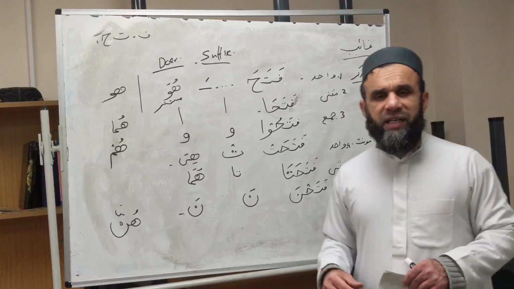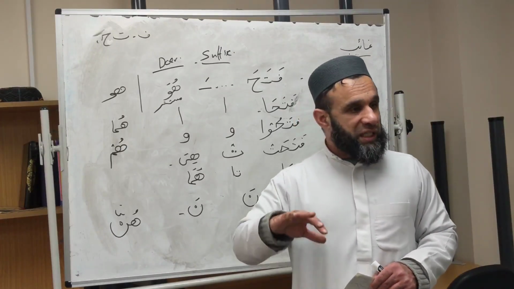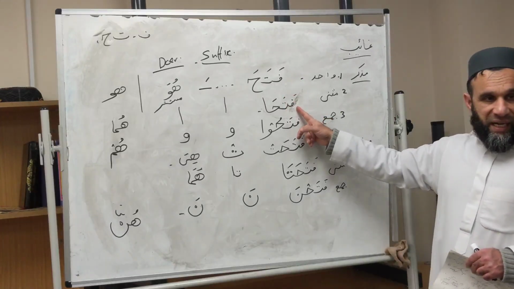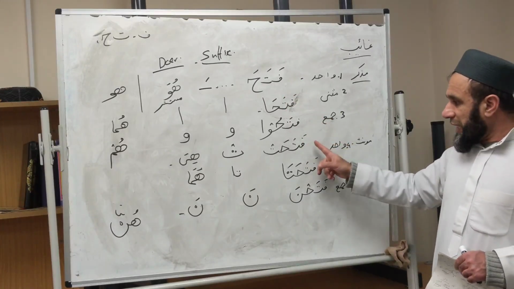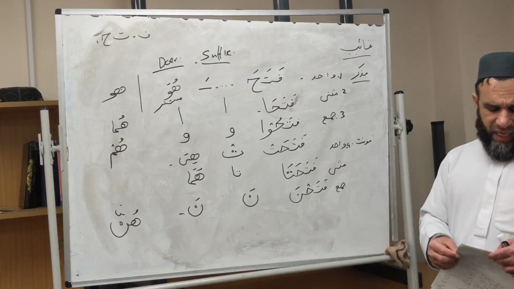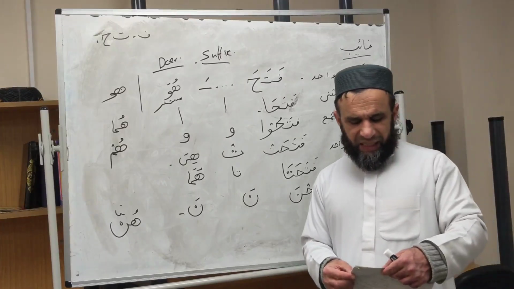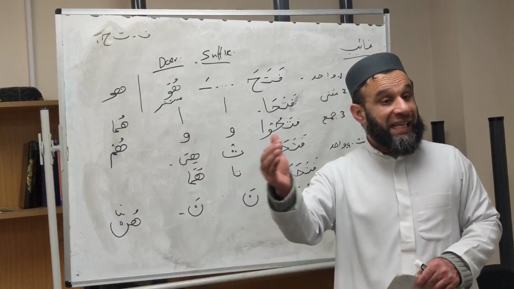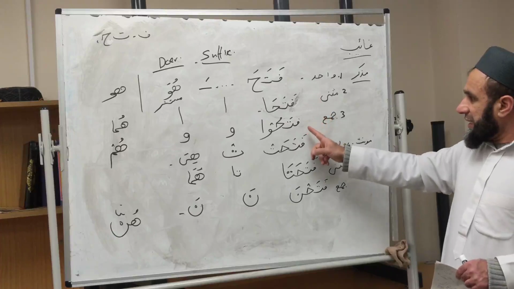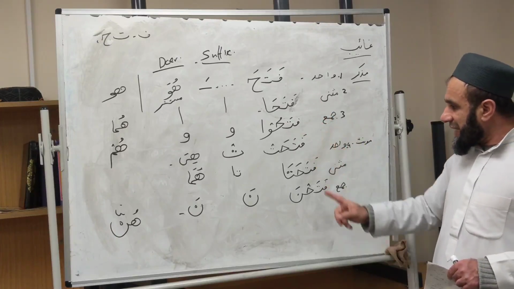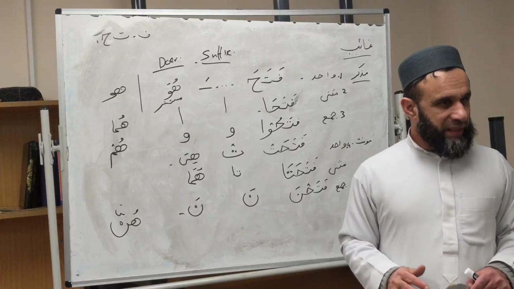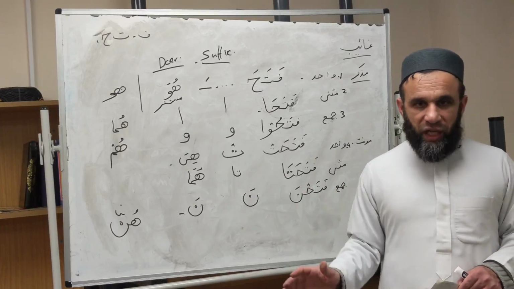If I say daraba, what does daraba mean? He hit or he struck. Daraba, darabu, darabat, darabata, darabuna. If I say dakhala, dakhala means he entered. Dakhala, dakhalu, dakhalat, dakhalata, dakhalna. This is just ghaib.